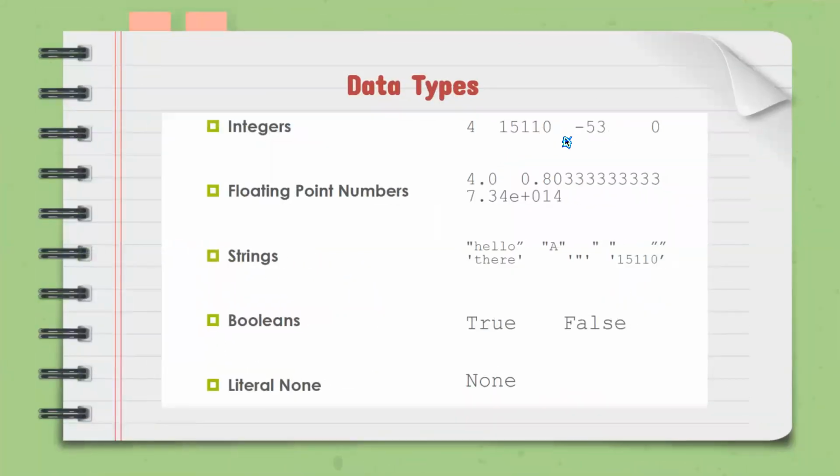So these are some data types that are commonly used in Python. So it's integers, regular numbers, floating point numbers like decimals, strings like words with quotes around them, and booleans, true or false. So if something is what you want it to be, it'd be true, and otherwise it'd be false. And None is just None.